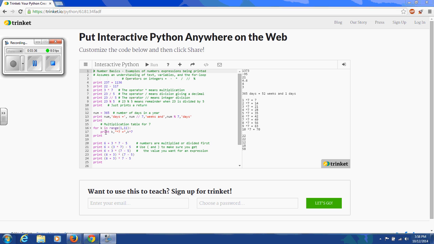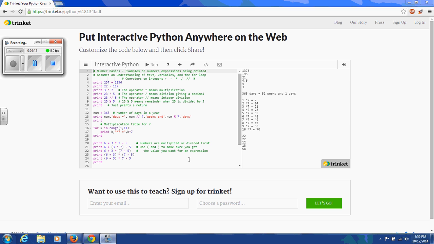So then here is just the 7 times tables. And what does that do now? That was just to help with this, even though it doesn't do much. They just put the 7 times tables here until 10. Okay, and then it moves down to line 20. And here it has a small little note that's telling you numbers are multiplied or divided first and used to make sure you get the value you want for an expression.